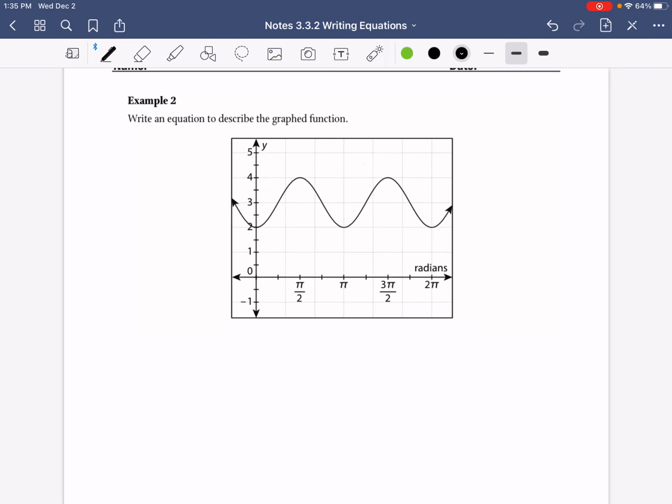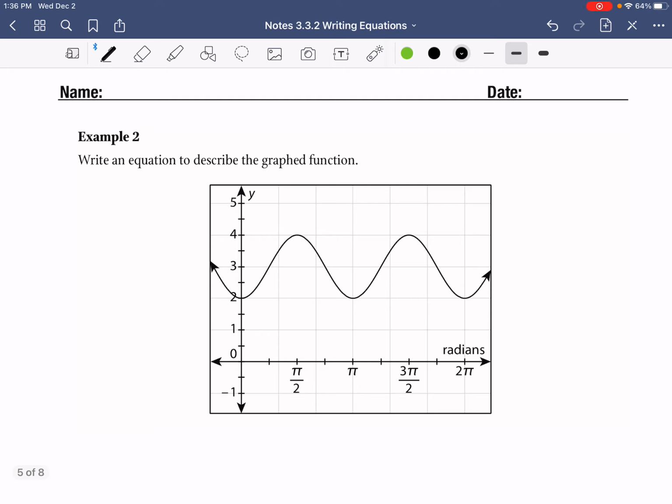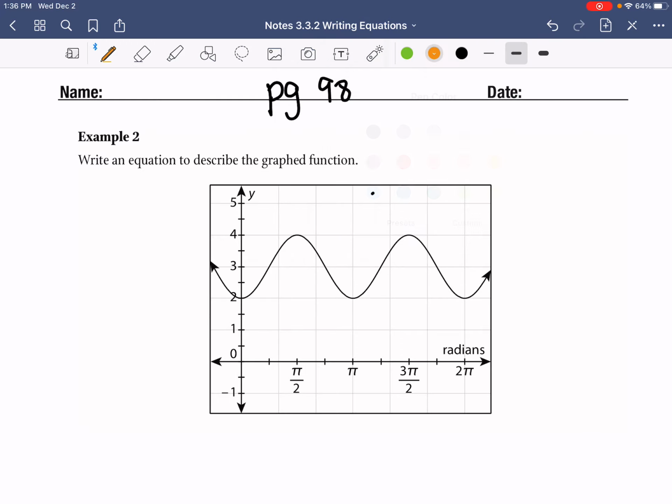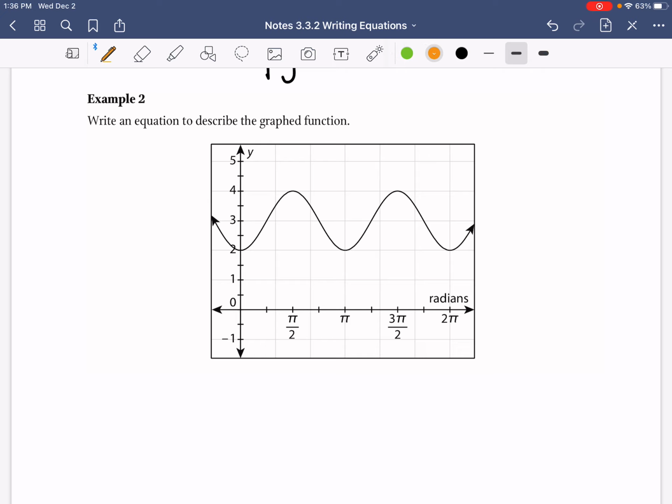Last example, number 2. This is on page 98. All right, we're going to go ahead and write the equation of the graph described. So I'm going to find my midline and my amplitude to start. So this one hopefully pretty easy. You guys can see that the midline is at 3. That's your k. Your amplitude is how far you move up or down. So that was just 1.